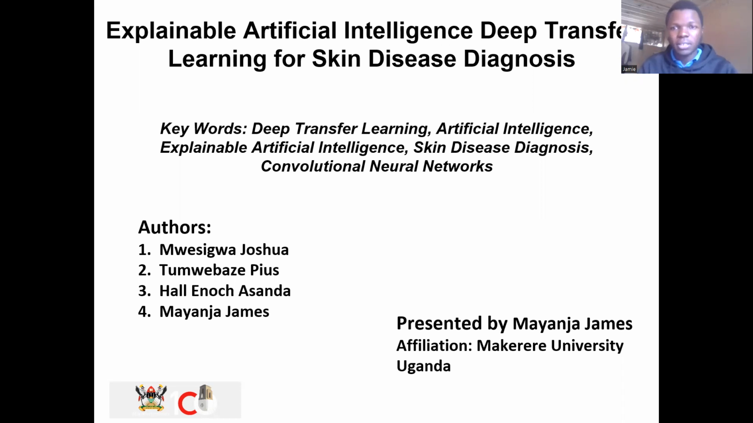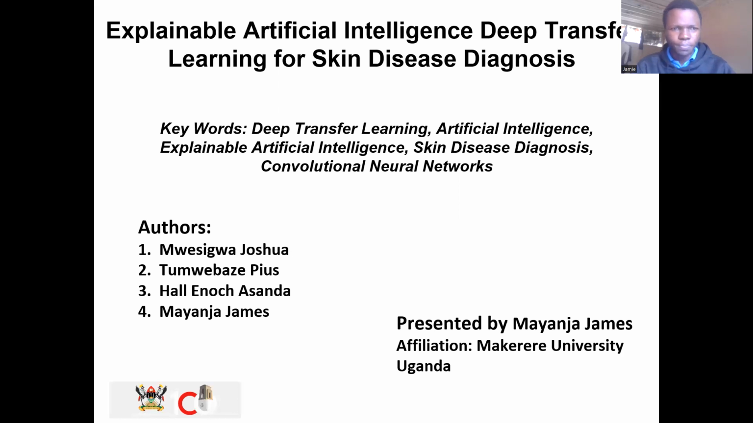And then skin disease diagnosis, like we're going to see, is basically any form of treatment that is given to skin patients. And convolutional neural networks is basically a network architecture that is used for pattern recognition.